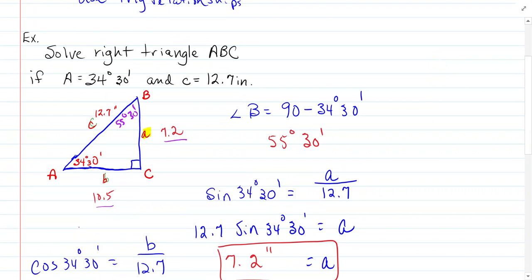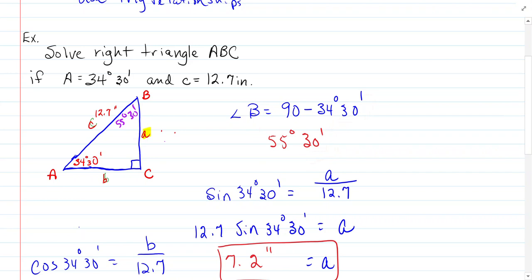In this one, we were given this angle and the 12.7 there. Now I drew the ABC, and usually the C is the right angle. So I filled in the opposite side, that's the 12.7, and I have this 34 degrees 30 minutes. Now it's easy to find angle B. You'll just subtract from 90, and 90 minus 34 degrees 30 minutes gives you 55 degrees 30 minutes. So now we have that.